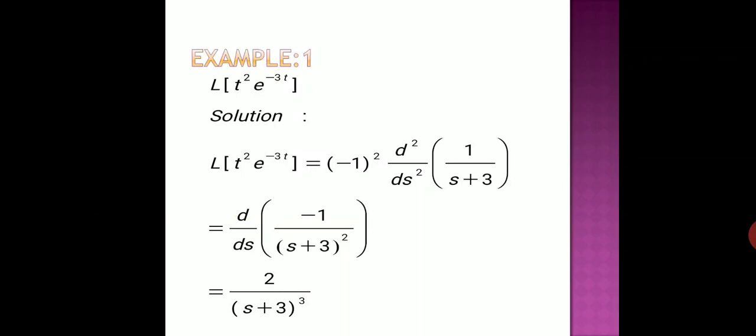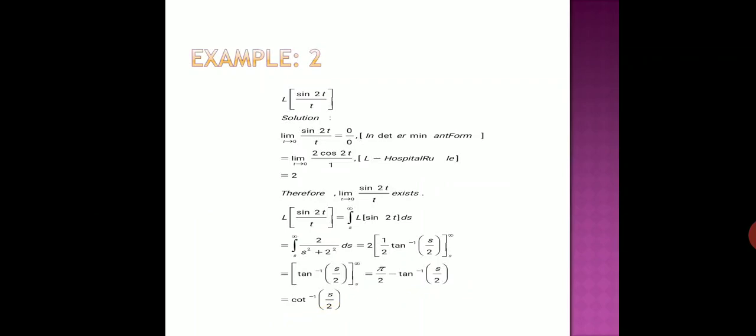L of t squared into e power minus 3t is equal to minus 1 the whole square, d square by ds square into capital F of s. Capital F of s means L of f of t, which is L of e power minus 3t. The value of L of e power minus 3t is 1 divided by s plus 3. Then we get d by ds of it; first you have to differentiate one time. The derivative of 1 by x is minus 1 by x square. Minus 1 the whole square is 1. d by ds of 1 divided by s plus 3 is minus 1 divided by s plus 3 the whole square. One time I have differentiated; another time I also have to differentiate that. We get 2 divided by s plus 3 the whole cube, which is enough.